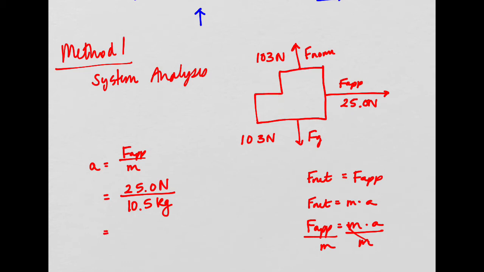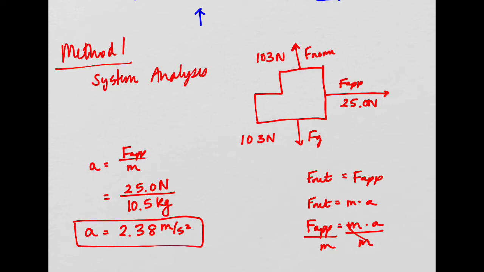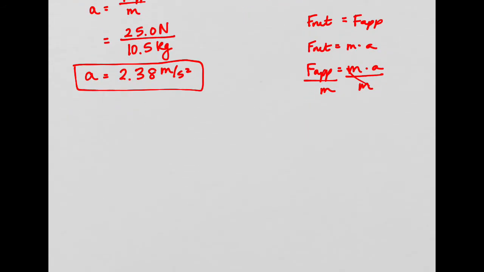And I plug that into my calculator, and I find that my acceleration equals, to 3 significant figures, 2.38 meters per second squared. All right, so they're moving at an acceleration of 2.38 meters per second squared. Now that I have that, I can do my individual body diagram.